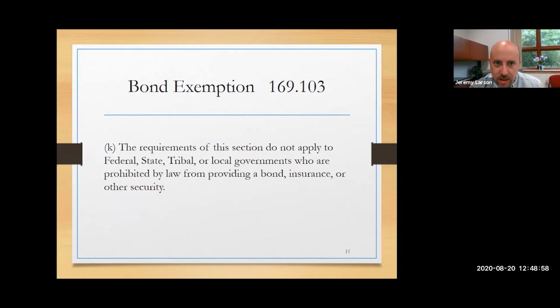The bond exception. This is a new kind of regulation within our 169 regulations: the requirements of this section do not apply to federal, state, tribal, or local governments who are provided by law from providing a bond, insurance, or other security.